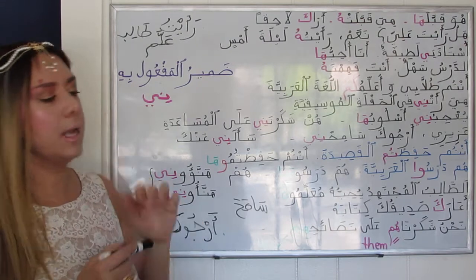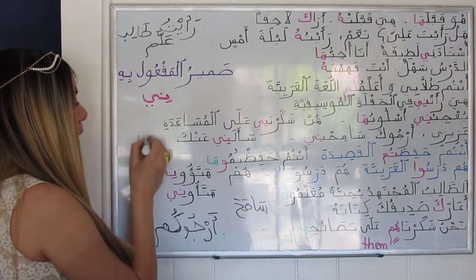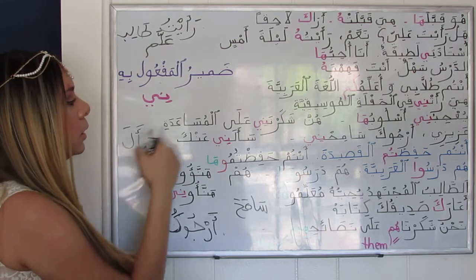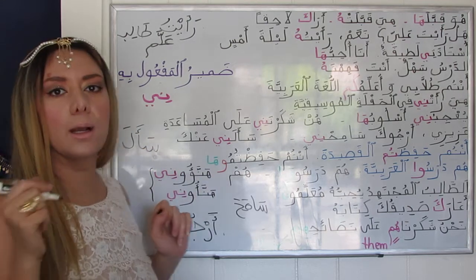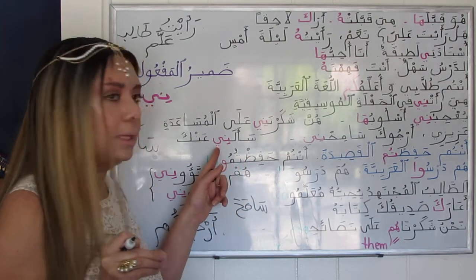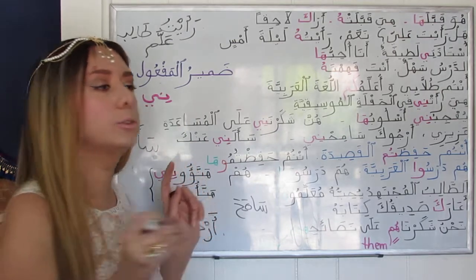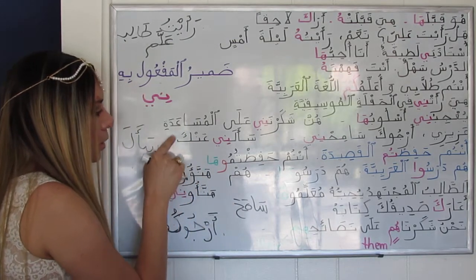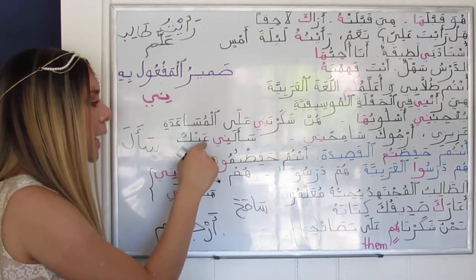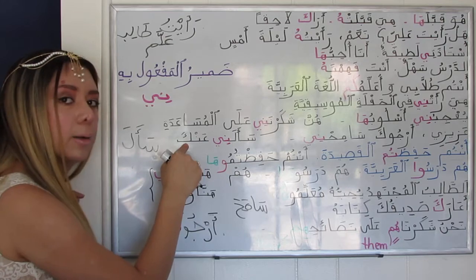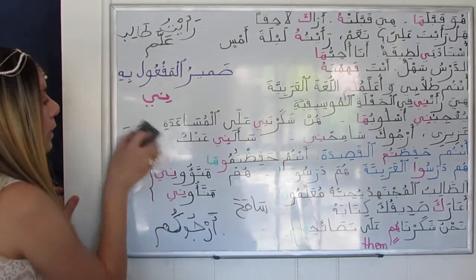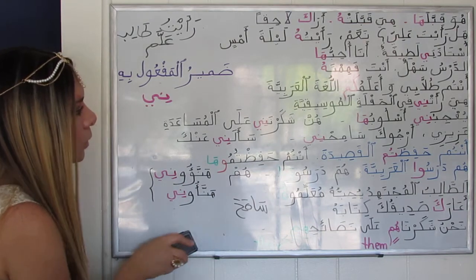سألني عنك. سأل, to ask. Hamzated verb because it has a hamza in its root. سألني. هو سأل, conjugated in the past tense, third person singular. He asked me, سألني عنك, about you. Here we have attached a pronoun suffix to the preposition عن, about you, عنك. So you will see pronouns everywhere. عنك. He asks me about you.